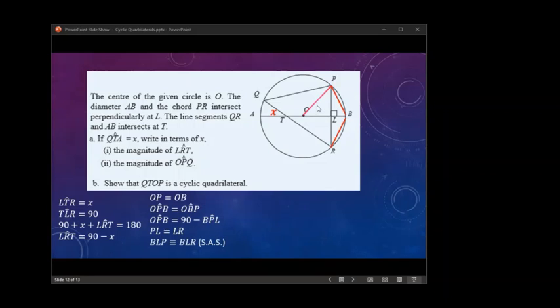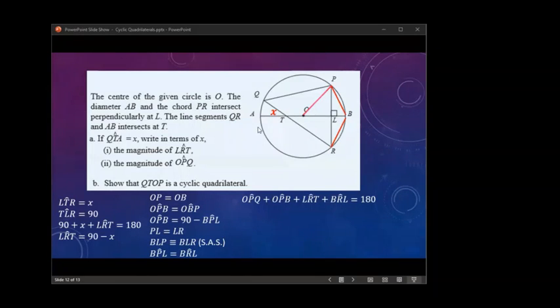And using that, you can say these triangles BLP and BLR are congruent. I don't get the word. So these two triangles are equal. Then using that, you can say BPL is equal to BRL. These two small angles also are equal.